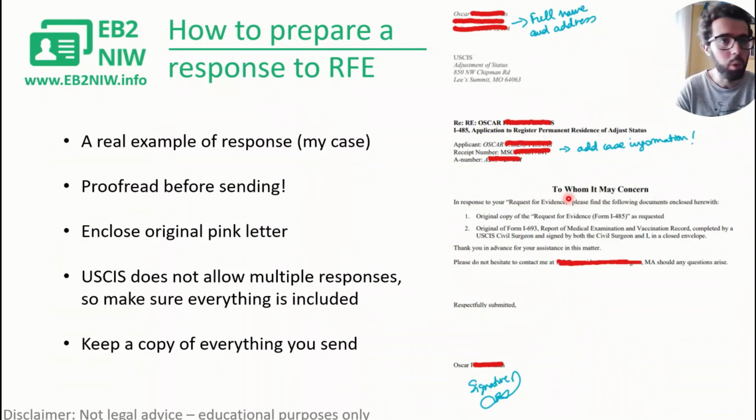And then draft a typical "to whom it may concern." This is the request for evidence, and this is what I'm attaching. Original copy of the RFE, because they always ask for that, so make sure you put the original pink letter there. And then the form that they were asking me to provide. In other cases, they may provide something different, a copy of the passport, more evidence for one of the prongs of the Matter of Dhanasar, whatever it is, just put it there. And then thank you, do not hesitate to contact me, and I put the address again. You can put the email address, phone number, respectfully submitted, some closing comment, and then your name and signature.